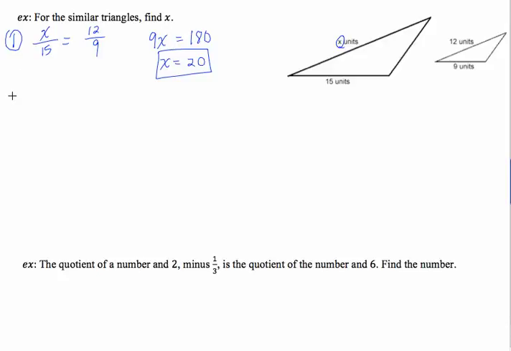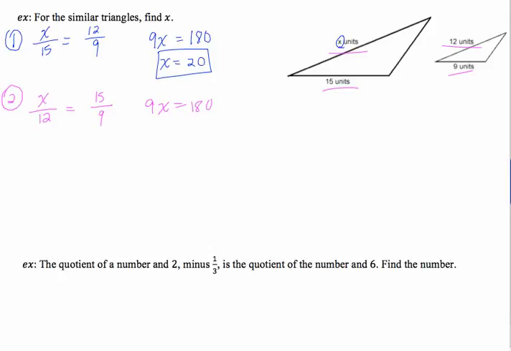Another way to set up your ratio would have been to say that this long side over that long side equals the leg over the leg. So you could have also said x over 12 equals 15 over 9. And you would get the same answer, because if you cross multiply here, you would get 9 times x equals 15 times 12, which is 180. So you get the same equation here either way.